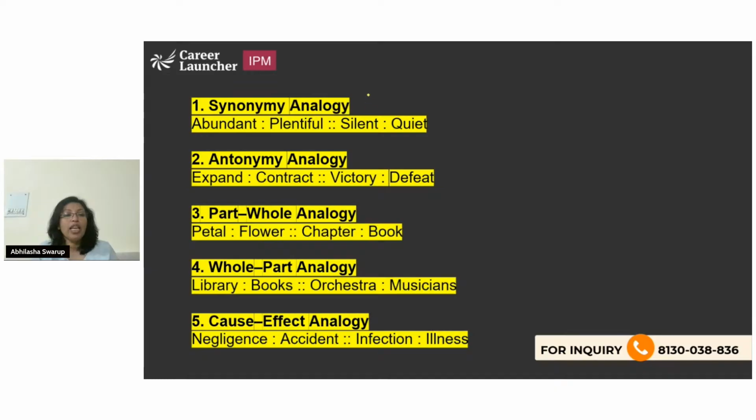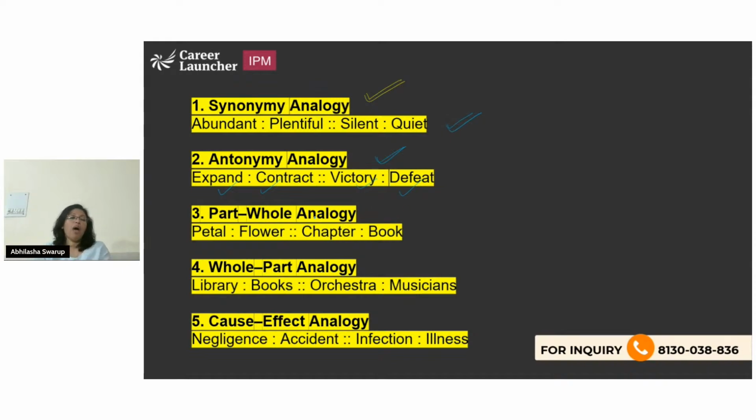So, for example, there can be a relationship based on synonyms. For example, abundant and plentiful are synonymous, and so also are silent and quiet. So, words which are synonymous will have the synonymy analogy. Then you also have the antonymy or the antonymous word analogy. For example, expand and contract are antonyms. Similarly, victory and defeat are antonyms.